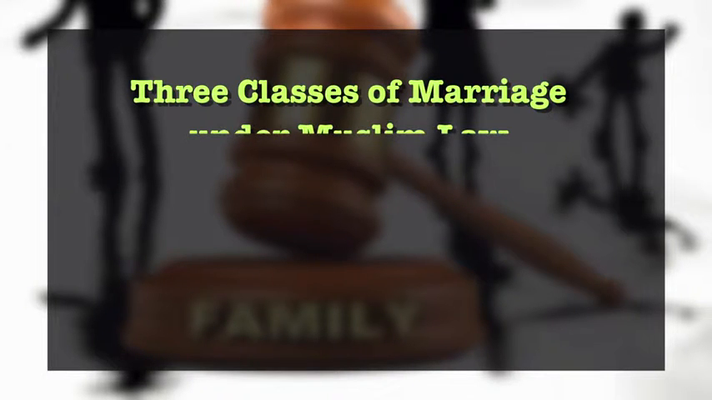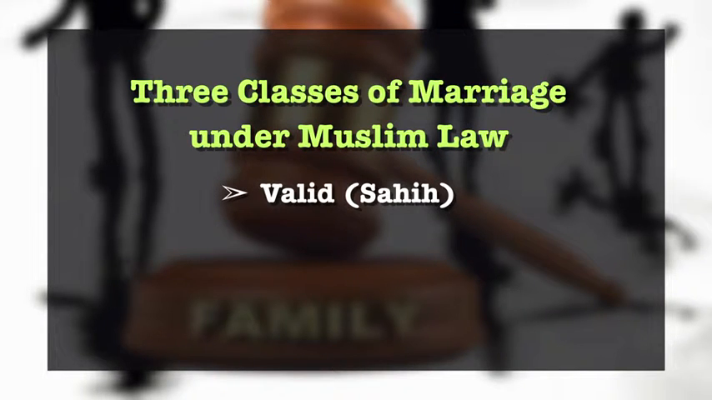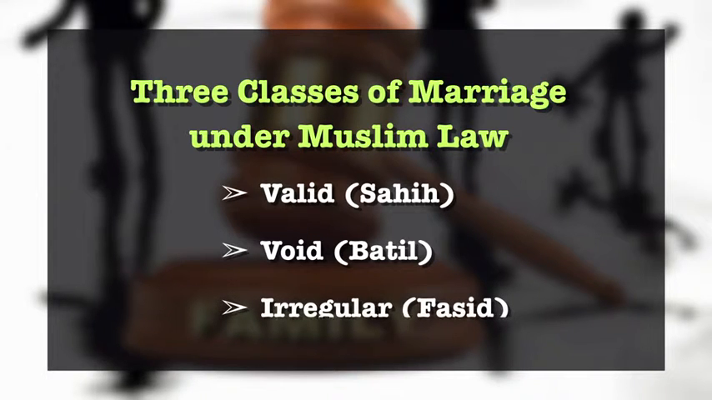Also, marriage with certain persons is allowed and with some others it is disallowed. On the basis of the fulfillment of these requirements, marriage under Muslim law has been classified into three classes. 1. Valid, that is Sahih. 2. Void, that is Batil. 3. Irregular, that is Fasid. We will consider each class with legal effects.